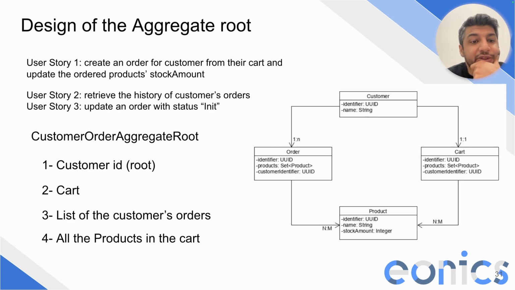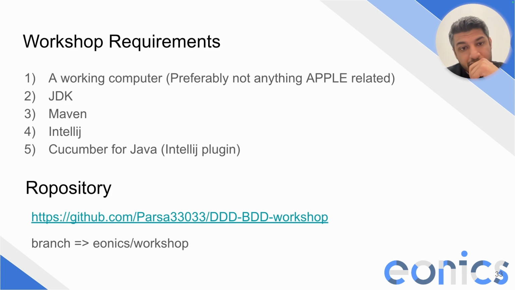For the third user story, we can also update the status in our order as well. So this aggregate root is capable of doing that as well. So this is how we design in DDD and how to test it.